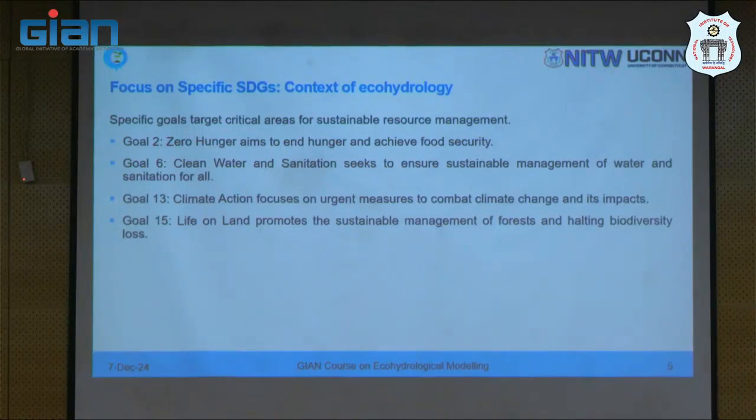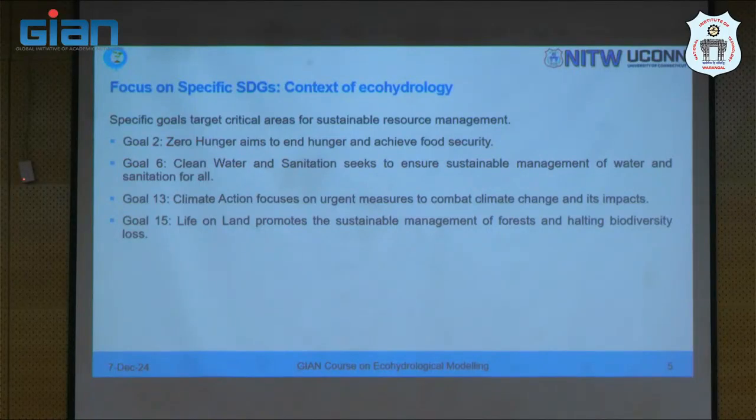Climate action focuses on urgent measures to combat climate change and its impacts. We have talked a lot about climate change this week. And then life on land and life in water, right? Both promote management. So life on land promotes the management of forests and reducing or eliminating biodiversity loss. Life in water is an important part of food production, as well as providing genetic resources and biodiversity.